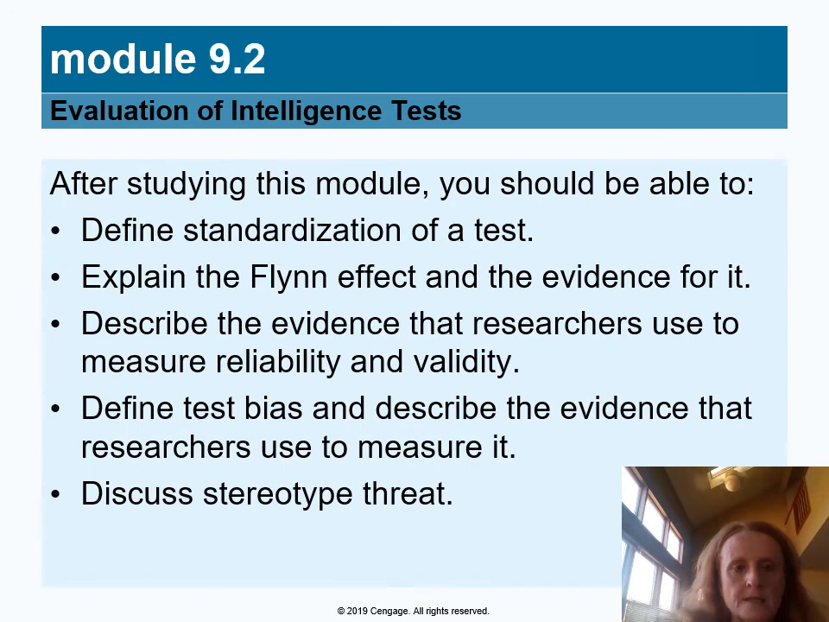Now we're going to look at evaluation of intelligence tests. We're going to define what standardization of an intelligence test is, explain what the Flynn effect is and the evidence for it, describe the evidence that researchers use to measure reliability and validity, define test bias, and describe the evidence that researchers use to measure it, and discuss stereotype threat, which was the video that we are going to be covering for this week that I should be sending to you.